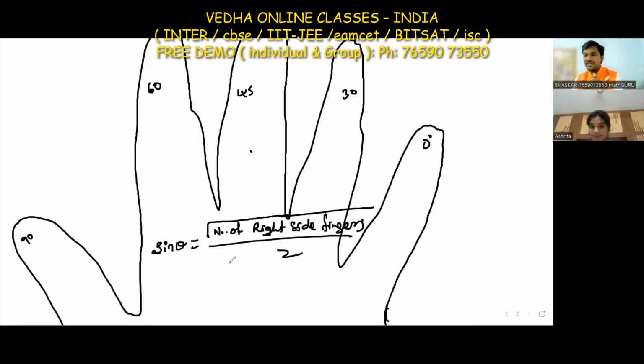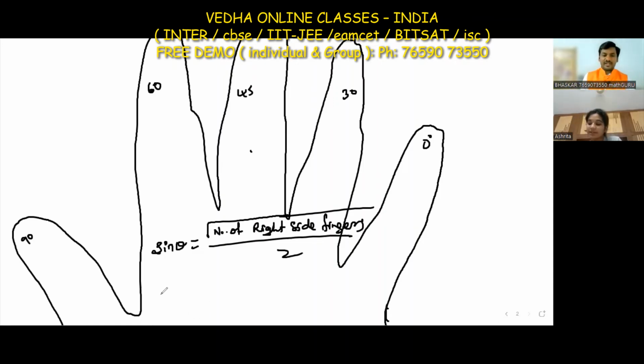Good. Close 45 degrees. On the right side, how many are there? 2 fingers. So root 2 by 2. That 2 is root 2 root 2, the root will get cancelled, so 1 by root 2. Very good. Sine 60 degrees, root 3 by 2. Directly we get the answer. Sine 90 degrees, 4 fingers are there, so root 4 by 2, that means 2 by 2, which equals 1.